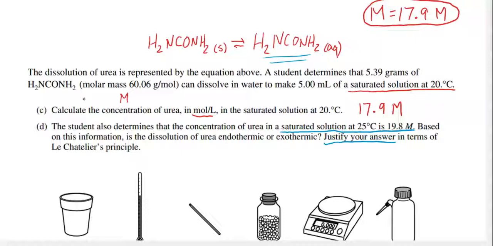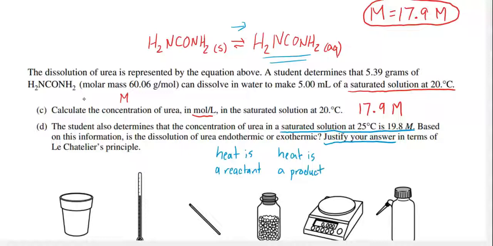So that means that when we increase the temperature, the equilibrium shifts to the right. So then the question is, does that mean it's endothermic or exothermic? Well, remember, endothermic you can think of as heat is a reactant because heat is being absorbed. And then exothermic you can think of heat is a product because heat is being produced or released.